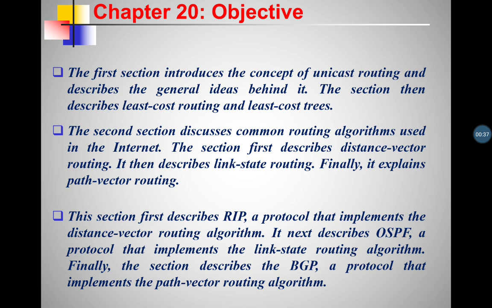And this section first describes RIP, that is Routing Information Protocol, a protocol that implements the distance vector routing algorithm. Then it describes OSPF, Open Shortest Path First, the protocol that implements link state routing. And finally, the section describes BGP, Border Gateway Protocol, a protocol that implements path vector routing.